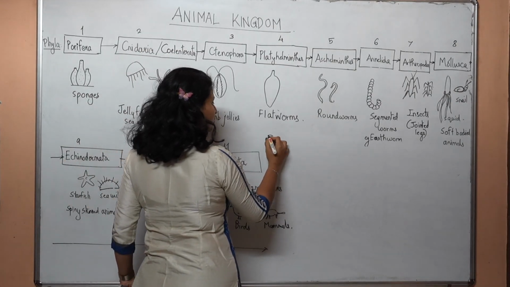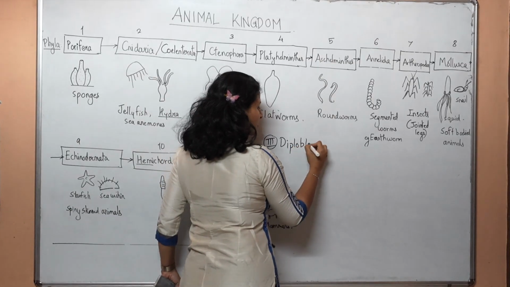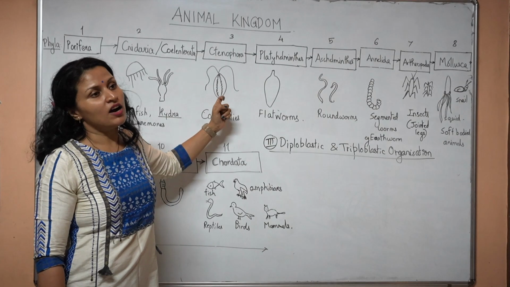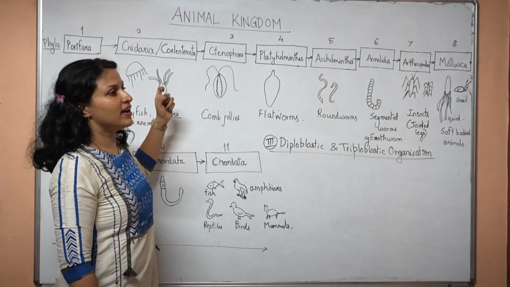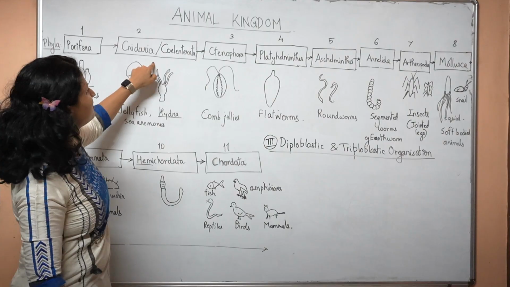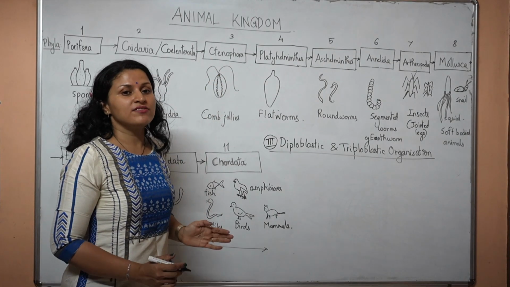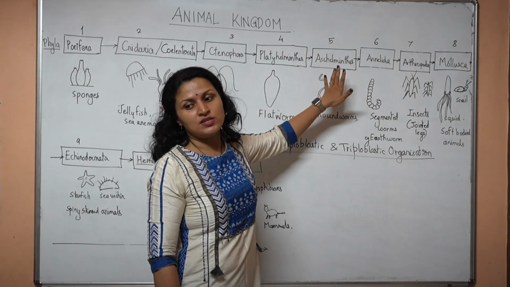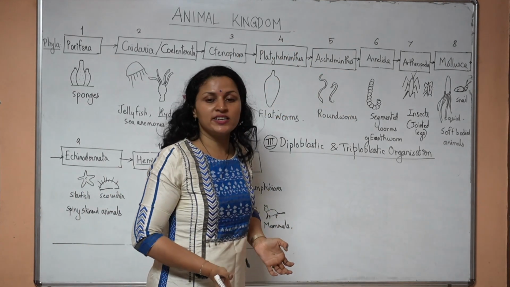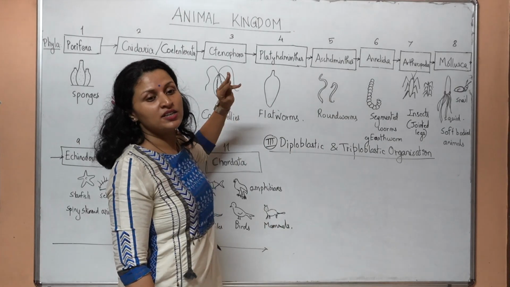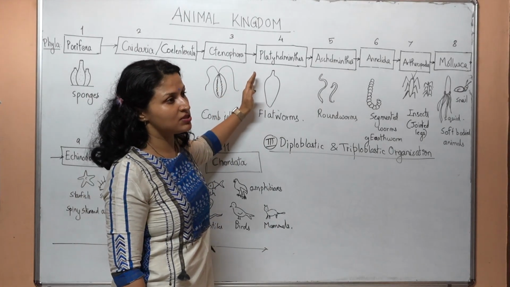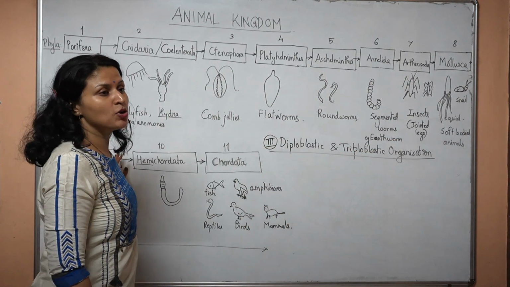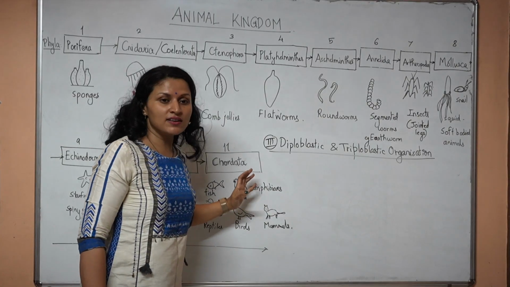Moving on to the third basis of classification, diploblastic and triploblastic organization. Two germinal layers only are formed in Porifera, Cnidaria and Ctenophora. These phyla, Porifera, Cnidaria and Ctenophora, are said to have diploblastic organization. And from platyhelminths onwards, the mesoglea started differentiating into a proper mesoderm. They started forming three germinal layers from platyhelminths onwards. So platyhelminths onwards, all these phyla are said to be of triploblastic organization, including the chordates.